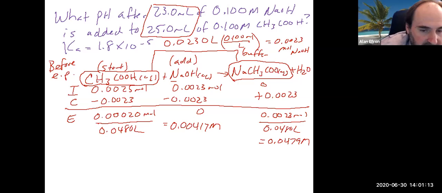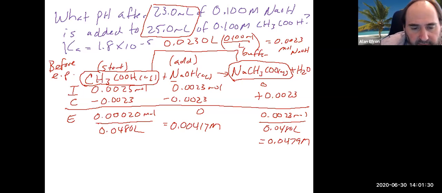We reacted a weak acid with a strong base. The strong base is gone. It left us with a buffer, which, by the way, is what we would expect to happen in this type of titration before the equivalence point. That's your buffer region, right? So we would expect this to occur.